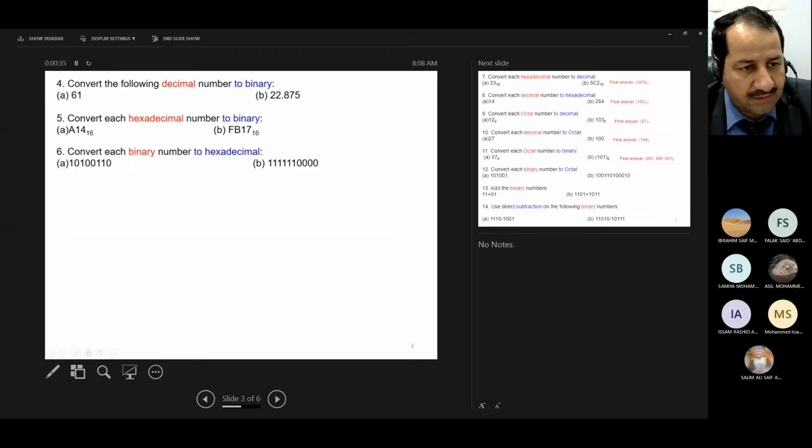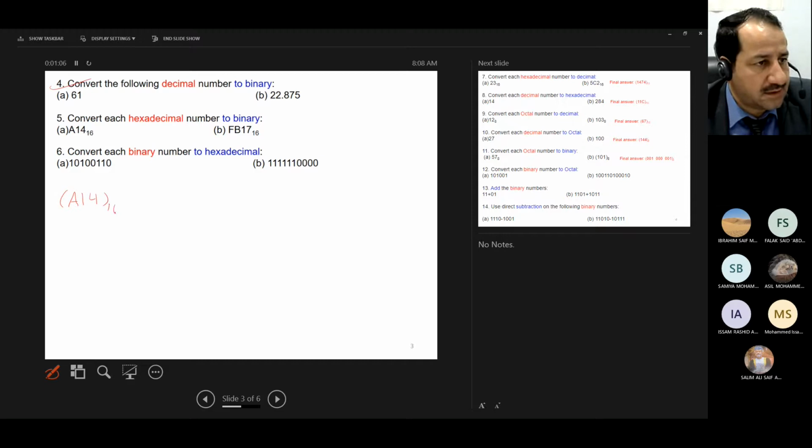Okay, I will work it out in the next slide. Now, just to remind you, remember we mentioned that when we want to convert hexadecimal into binary, each digit is represented by 4 bits, or a nibble. So when I come to A14, this is already solved.